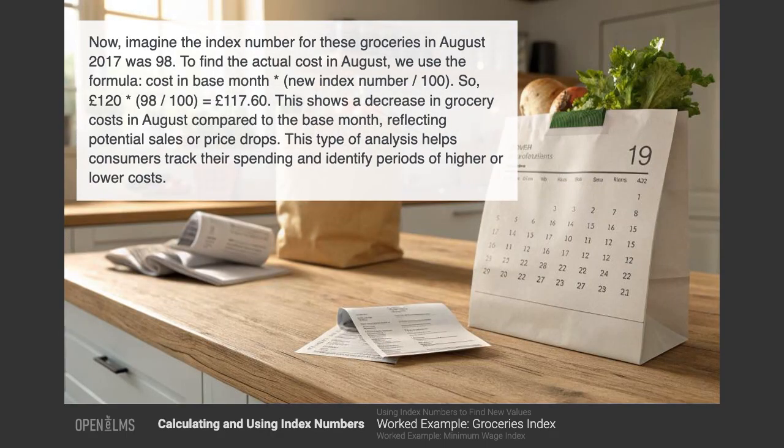Now, imagine the index number for these groceries in August 2017 was 98. To find the actual cost in August, we use the formula: cost in base month times new index number, divided by 100. So, £120 times 98 divided by 100 equals £117.60. This shows a decrease in grocery costs in August compared to the base month, reflecting potential sales or price drops. This type of analysis helps consumers track their spending and identify periods of higher or lower costs.